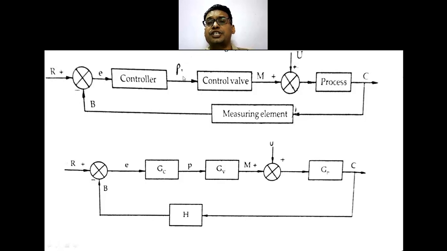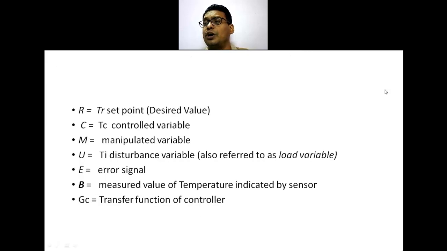Then this pressure goes to the control valve. The control valve adjusts its manipulated variable. This manipulated variable can be affected by the load variable, and it finally goes to the process. So C is your output or the control variable.